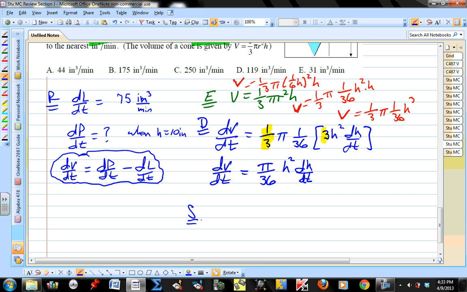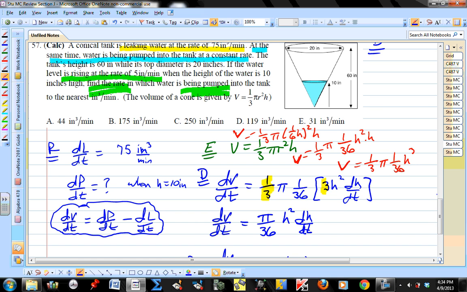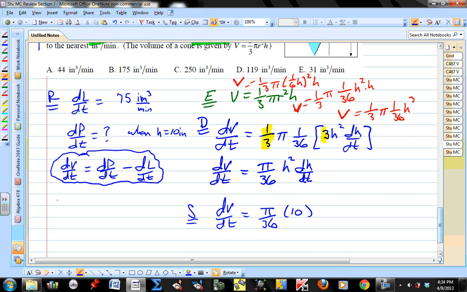We're going to make a separate substitution. We're just going to write dV/dt equals pi 36ths times h squared. They told us they wanted h to be 10, times dh/dt. What was the rate at which the water was rising? Should have written this in our rates. They told us right here the water is rising at a rate of 5 inches per minute. So we should have said dh/dt equals 5 inches per minute. So now we know that we can replace dh/dt with 5.